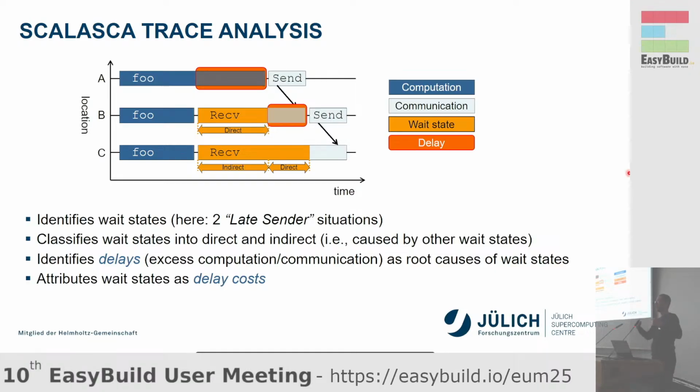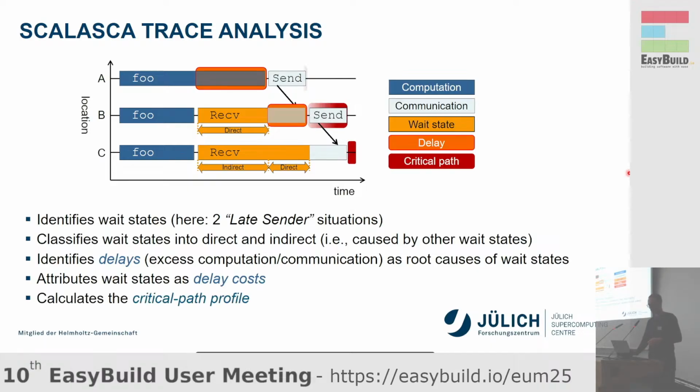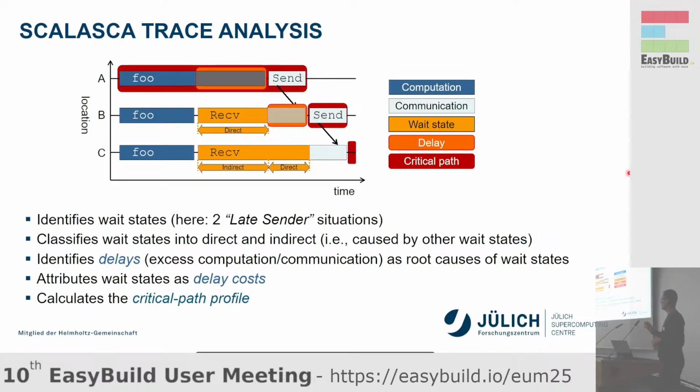So what are the costs caused by these delays? The direct wait state on C is mapped onto the excess communication on B. And both the direct wait state on B and the indirect one on C are mapped onto the excess computation on foo. And in addition, we can calculate the critical path profile by traversing the trace from back to front.